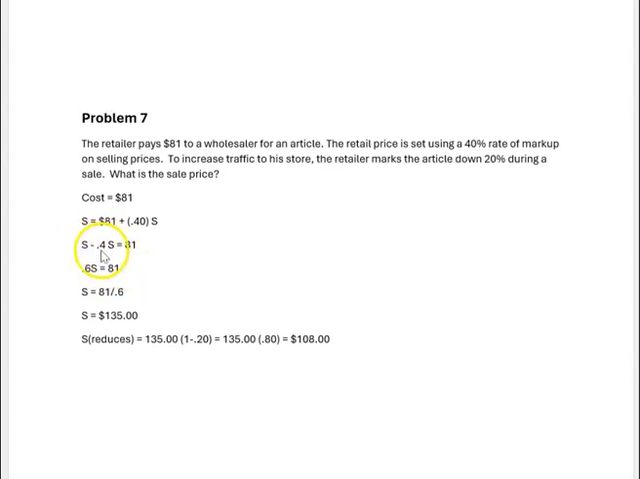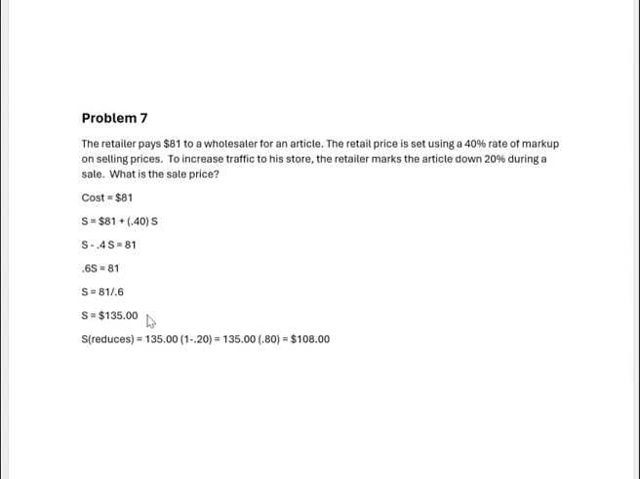Combine these two together. S minus 0.4 S leaves 0.6 S equals 81. Now we need to get rid of the 0.6. Because it's a multiplication, 0.6 multiplied by S, we need to divide both sides by 0.6. So that leaves us S equals 81 divided by 0.6. For S, the selling price is $135.